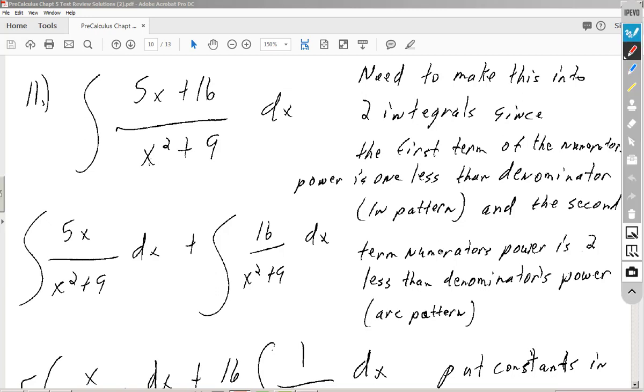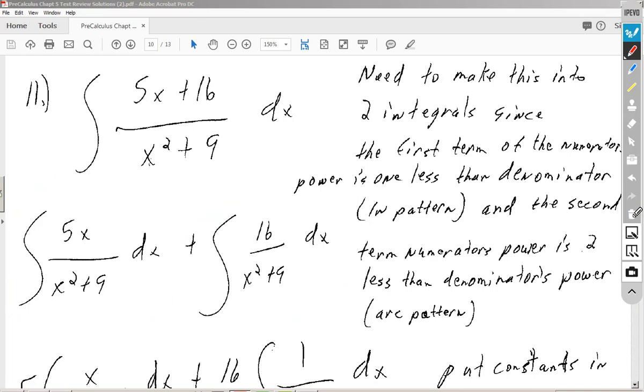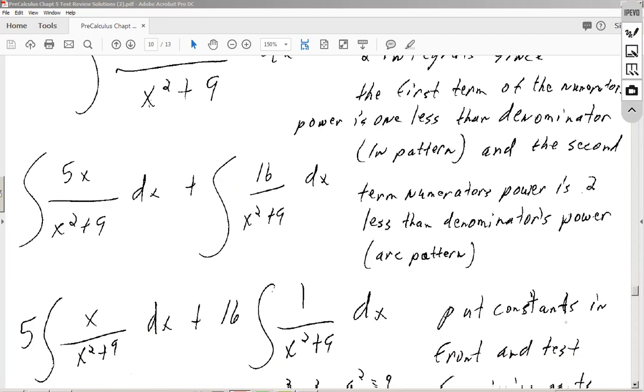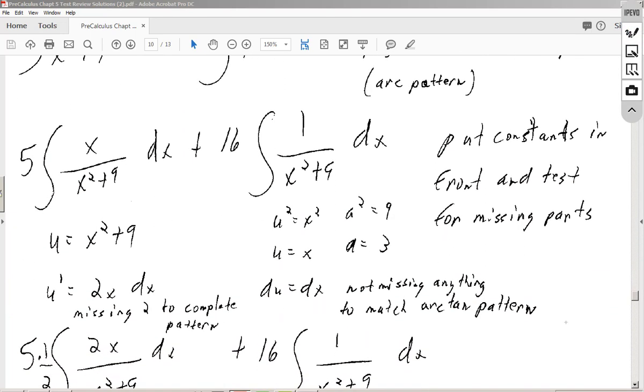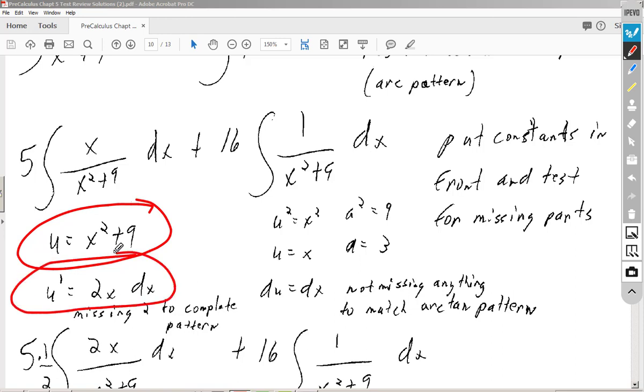So on this problem right here, we're going to separate it out. We have the integral of 5x over x squared plus 9 dx. And then we've got the 16 over x squared plus 9. So this first pattern is going to be our ln pattern. So I'm going to go ahead and take the 5 out. And then I'm going to set u equal to x squared plus 9. When I take the derivative of u equals x squared plus 9, I get u prime equals 2x dx.